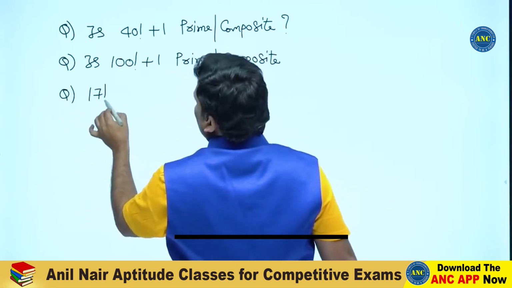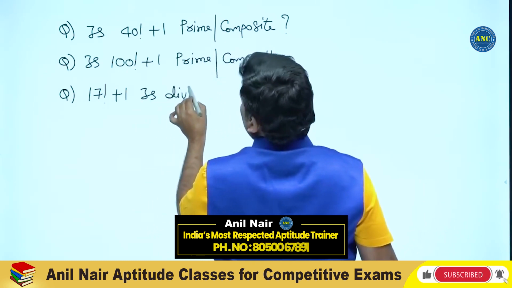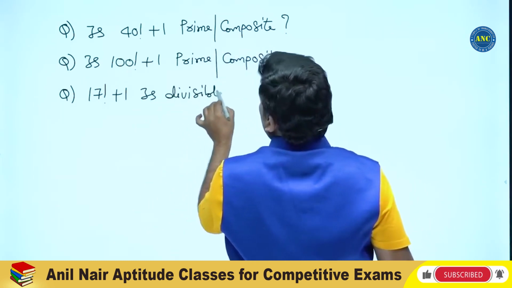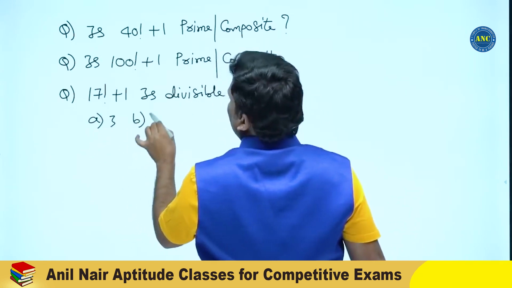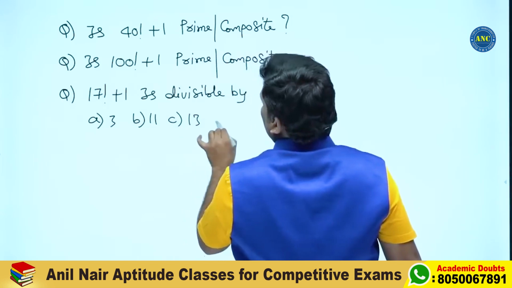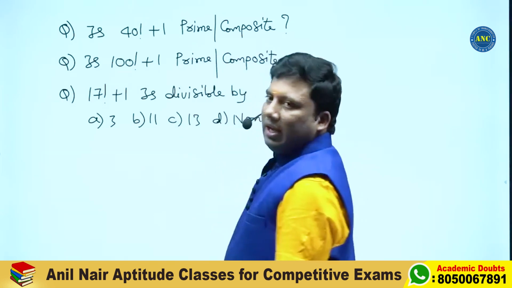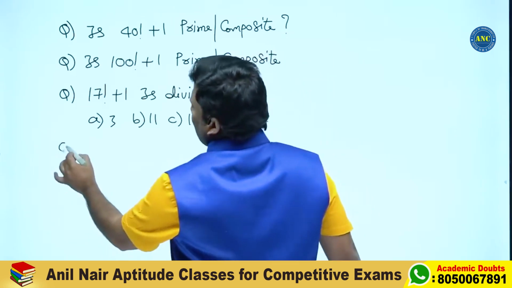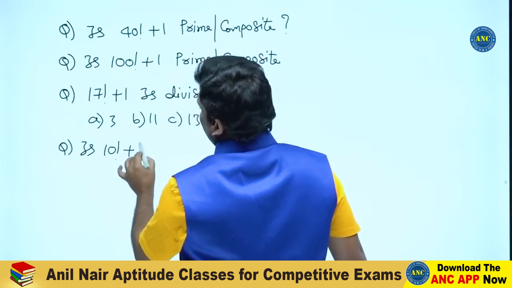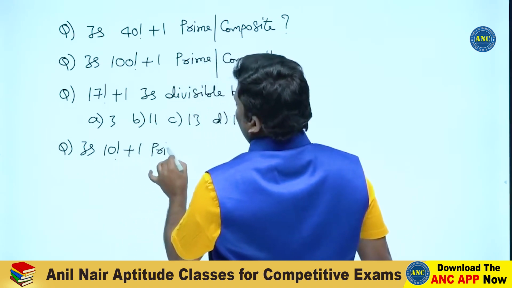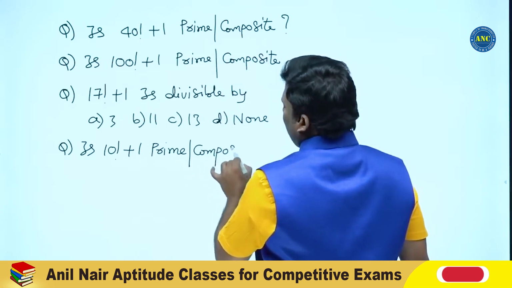17 factorial plus 1 is divisible by 3, 11, 13, or none of these. Similarly, the question is: is 10 factorial plus 1 prime or composite? Write down this question. You know about my class.